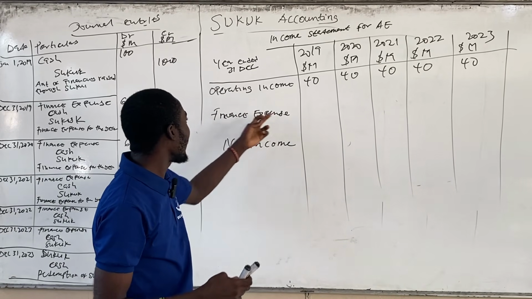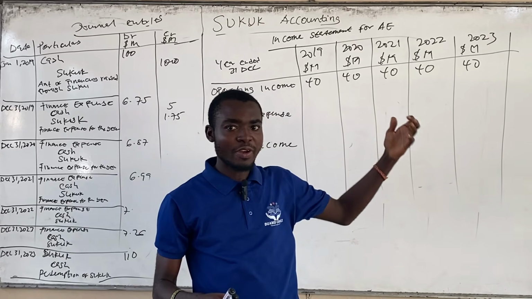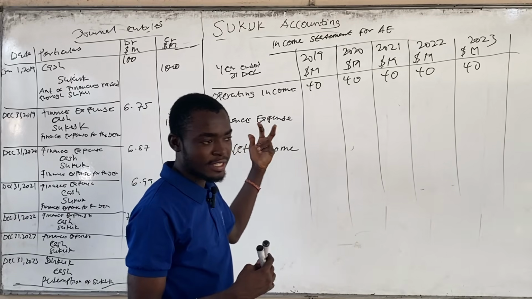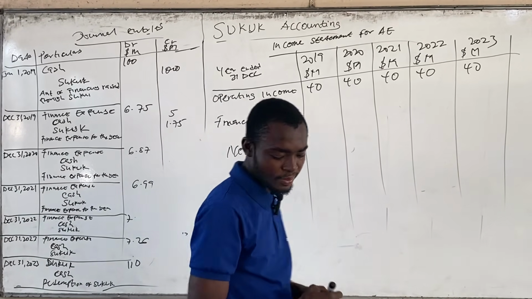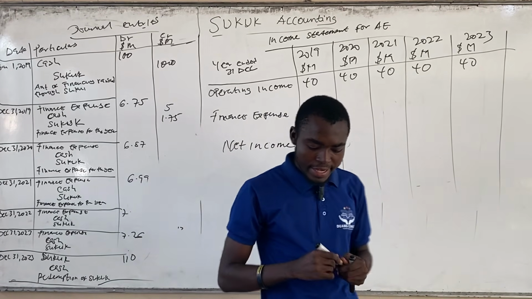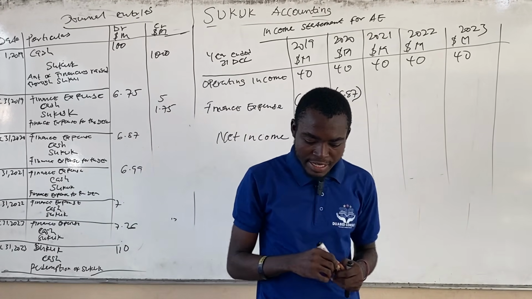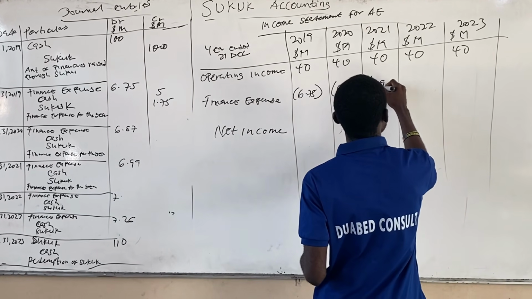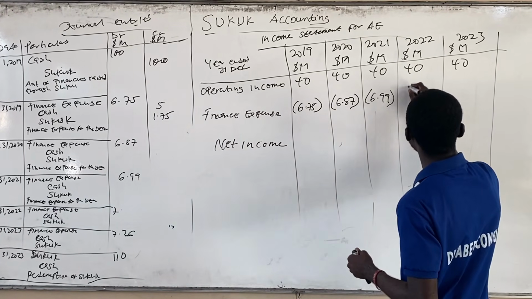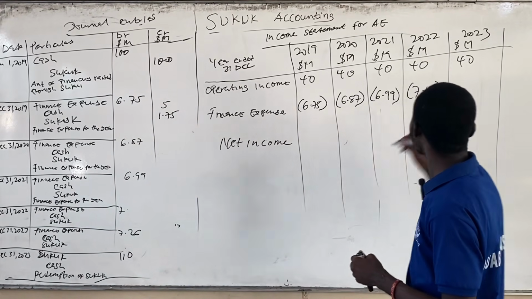And then less finance expense. So the finance expense we'll be getting from the finance expense schedule that we made. So if you can recall from the finance expense schedule, the first year the finance expense was 6.75. And then the second year was 6.87. And then the third year was 6.99. And then the fourth year was 7.13. And then the fifth year was 7.26.